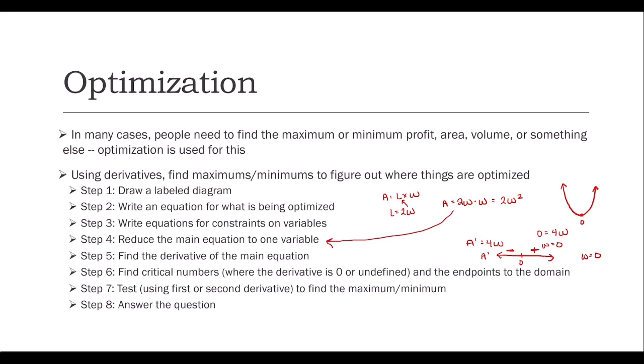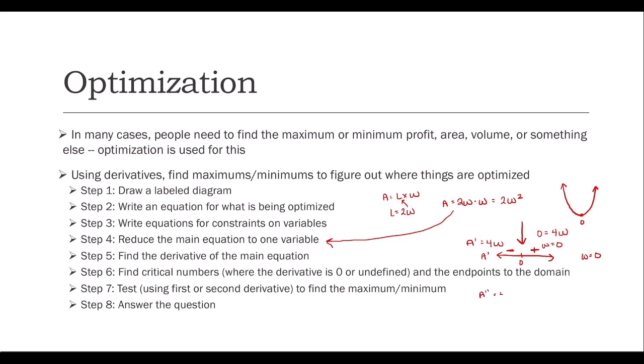So in step 7, you use your first or second derivative to test and find the maximums or minimums. So with your first derivative, it's like we showed here, where you can find where it's negative and positive to figure out where your minimums and maximums are, and then you can test your endpoints to see if those are either lower than your minimum if you're looking for the absolute minimum, or greater than your maximum if you're looking for your maximum. And then you could also take your second derivative.